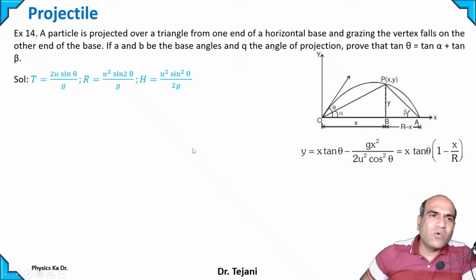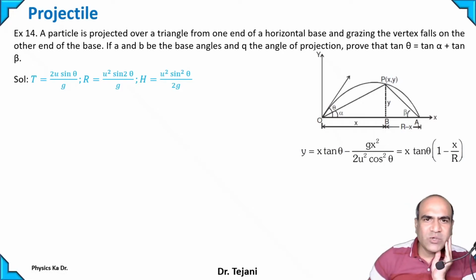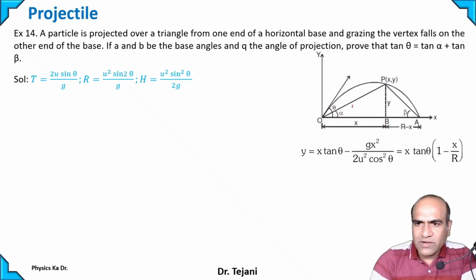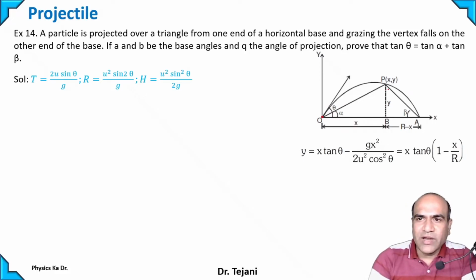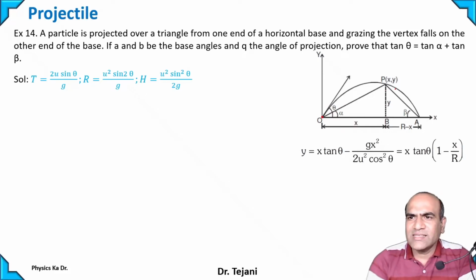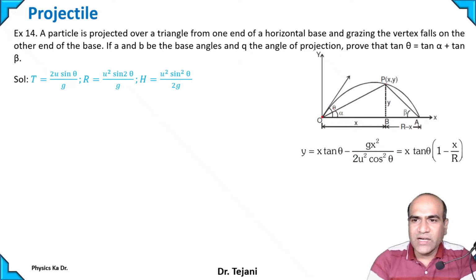We have one more example. A particle is projected over a triangle. So there is one triangle given, a solid one. Let us assume the triangle is a building shape. So the object is projected from this point over the triangle, from one end of the horizontal base, and grazes the vertex. So it starts from here, just touches this vertex, and falls on the opposite end.